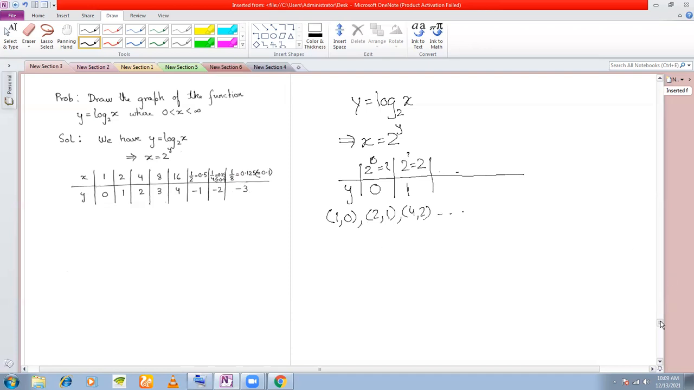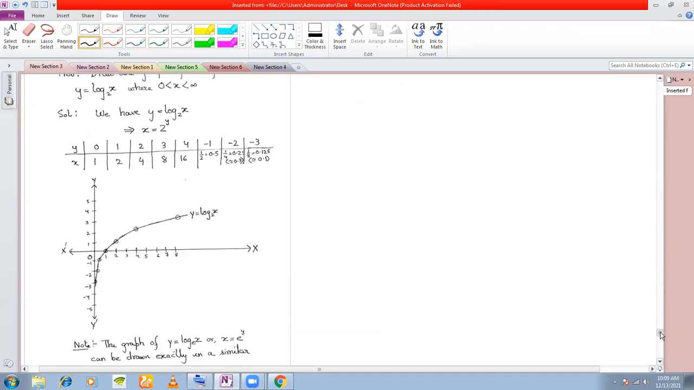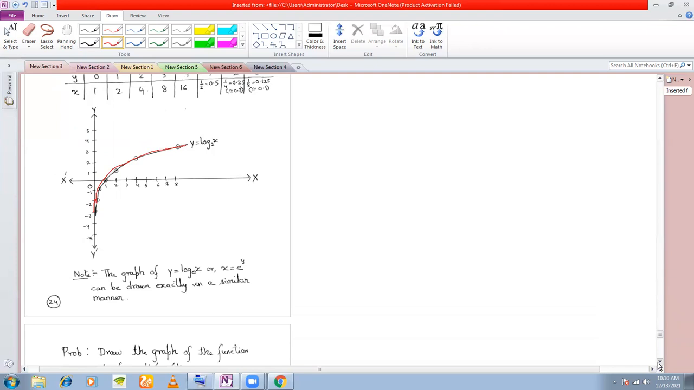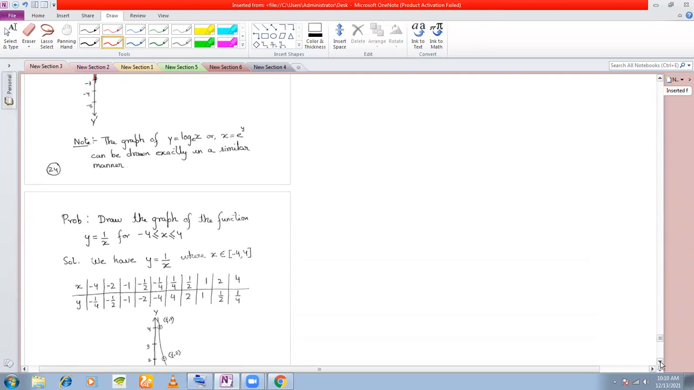And I plot these points. After plotting the points, this is obviously not going to be a straight line. Therefore, we join this with the help of a freehand curve. Okay, a continuous freehand curve. Just like in ogives we were doing, a continuous freehand curve. So here also we join with the help of a continuous freehand curve. Similarly, you can draw the graph of a natural log also.